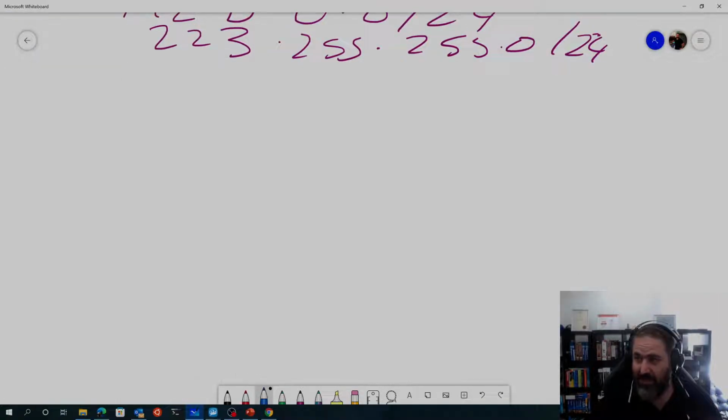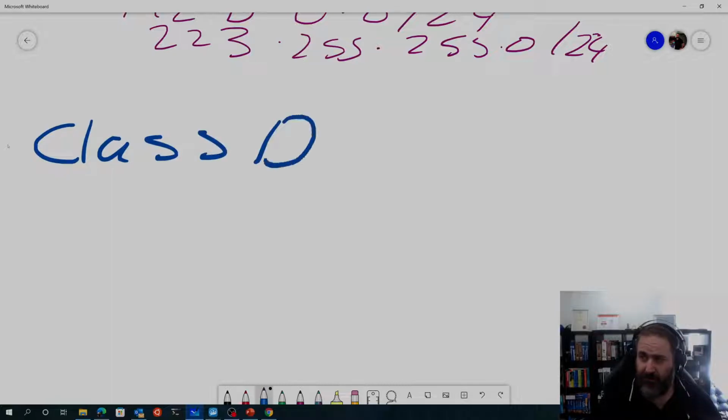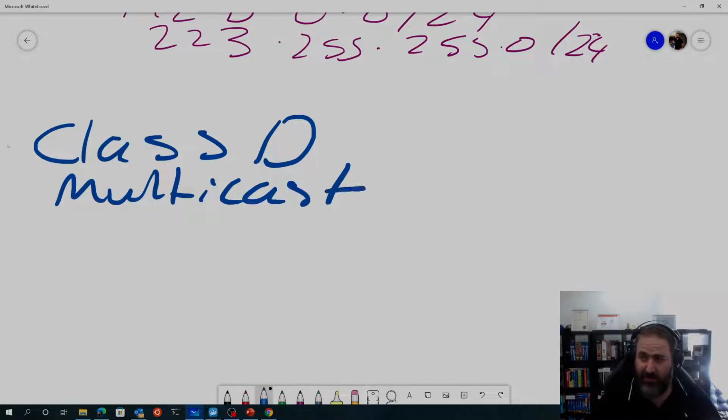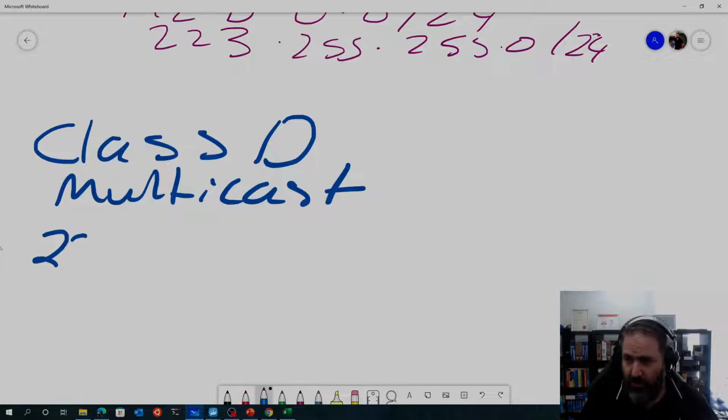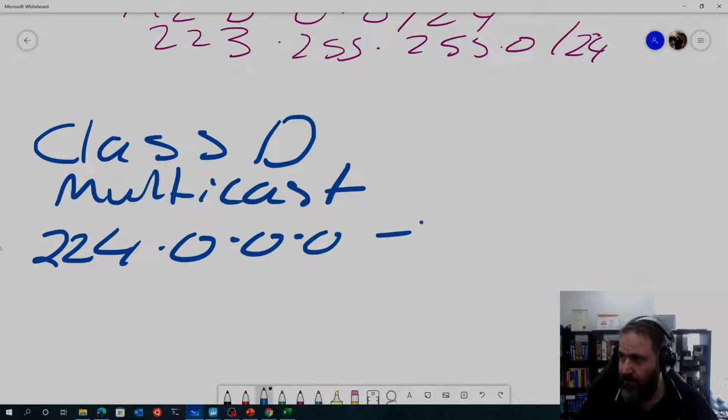Now there is Class D that we don't use that often. This is for multicast. Remember multicast we talked about in the previous episode? We've got a different, weird address range here. Quite strange. It's 224.0.0.0 to 239.0.0.0. So this is the multicast.